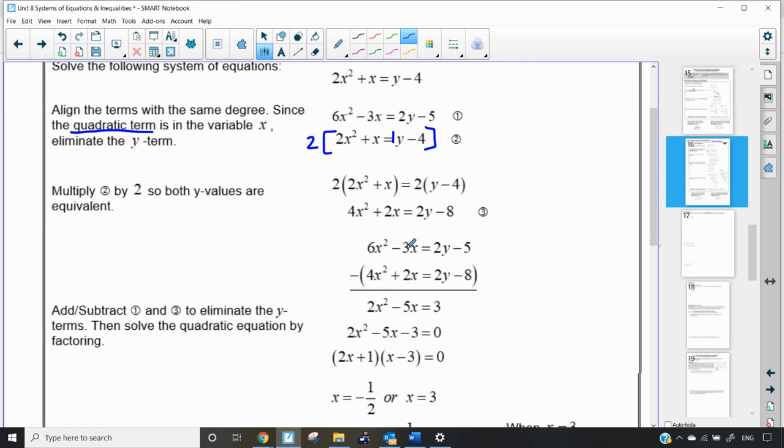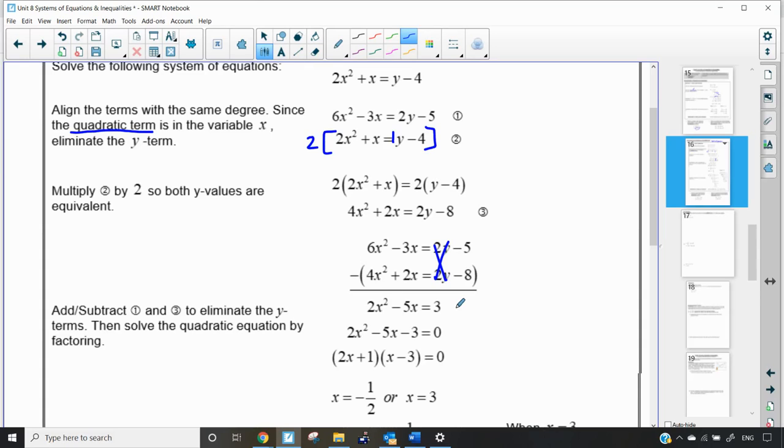So I have 6x squared minus 3x equals 2y minus 5, and I have 4x squared plus 2x equals 2y minus 8. Now, these variables 2y and 2y are the same, so in order to eliminate them, I'm going to have to subtract. So I bracket my equations and I subtract. Now, 6 minus 4 is 2, so I've got 2x squared, and negative 3 minus 2 is negative 5x. 2y minus 2y is gone, so that disappears, it's eliminated. And negative 5 minus a negative 8 is positive 3.